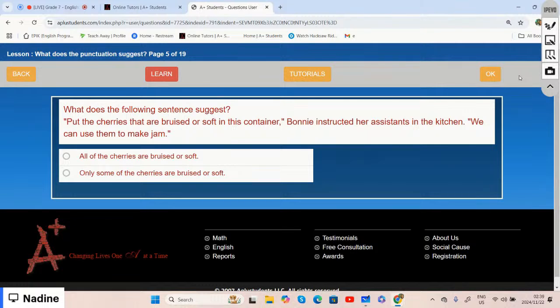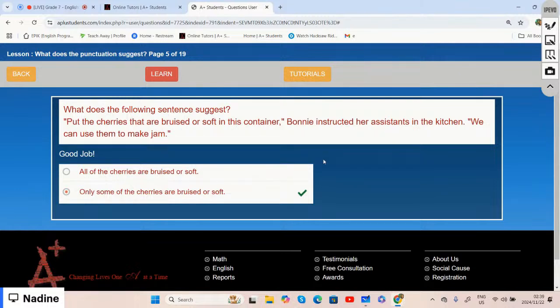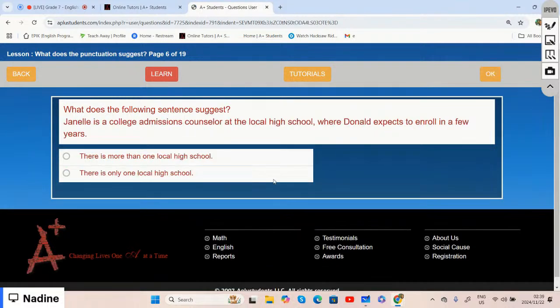All right, and if we were to select the correct option, then we would say option two, that only some of the cherries are bruised or soft. Because it says, put the cherries that are bruised or soft in the container. They didn't say put all of the bruised or soft cherries in the container. So only some are bruised or soft. All right.